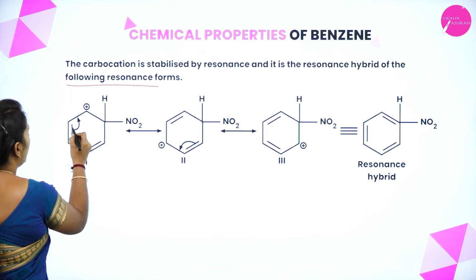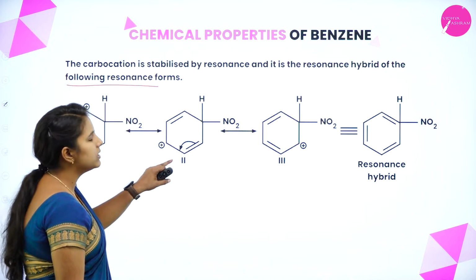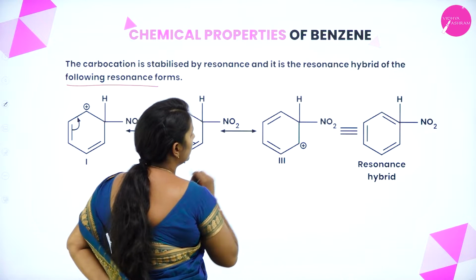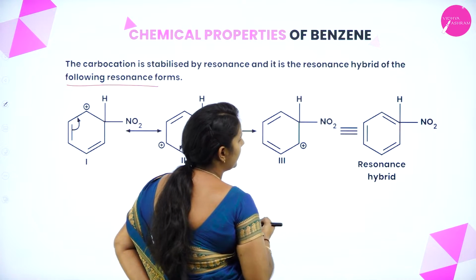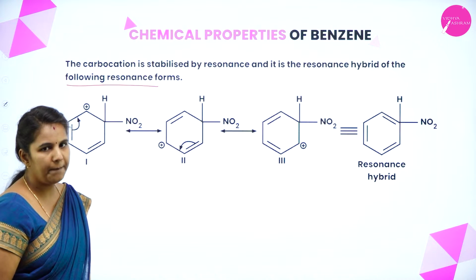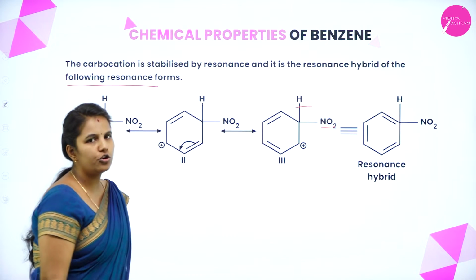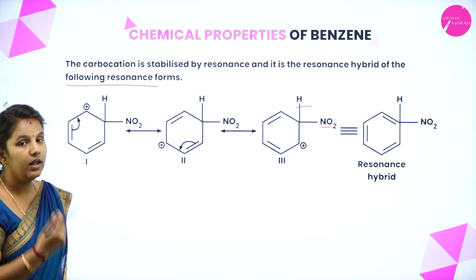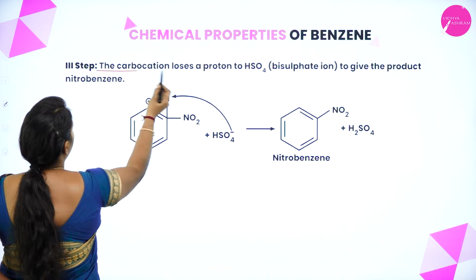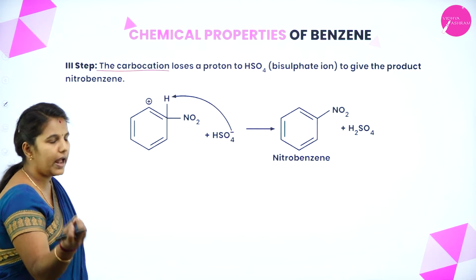We know that this bond will move up, and there will be a shifting of bonds. In this resonance form, again the bond will be shifted here to form a bond with this, and finally we can write the resonance hybrid by writing the 3 bonds in the benzene ring. You can see that one hydrogen and one NO2 group are attached to the benzene ring. We need to remove one more hydrogen, so the last step is that the carbocation loses one proton and gives rise to nitrobenzene.